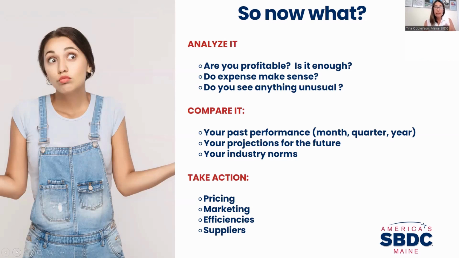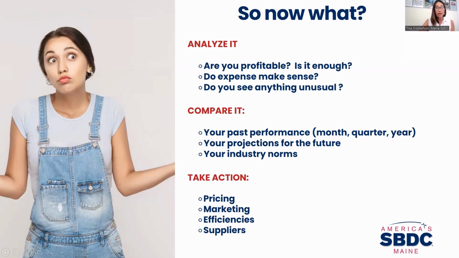So we make those comparisons, and then when we look at that, it allows us to take action, specific things you can do, like change your prices or set up a marketing campaign because your revenue isn't where you thought it would be. Or it's going to force you to look at efficiencies. Do I have too much labor? Am I paying too much for supplies? It might make you consider finding a different supplier or talking to your supplier about how you can get better prices.